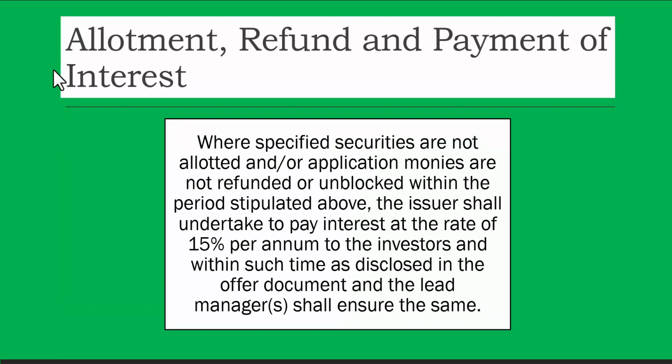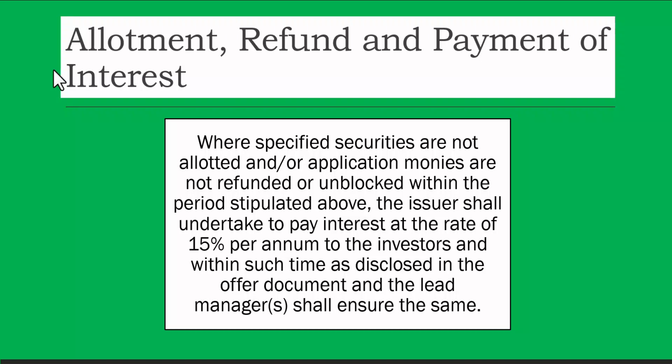Now, above: allotment, refund, and payment of interest. In case there is a refund to be given to the prospective investors, who can be of any category, they have to be paid within a certain period. The money has to be given to them. If the company fails to give that, they have to pay 15% interest.